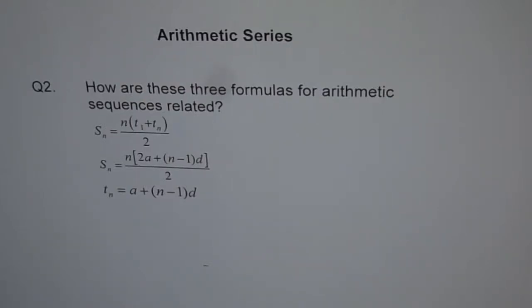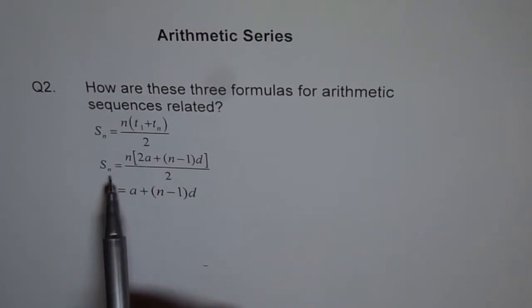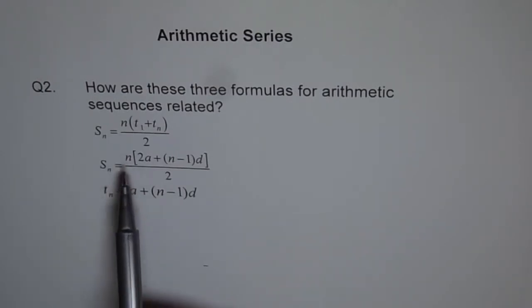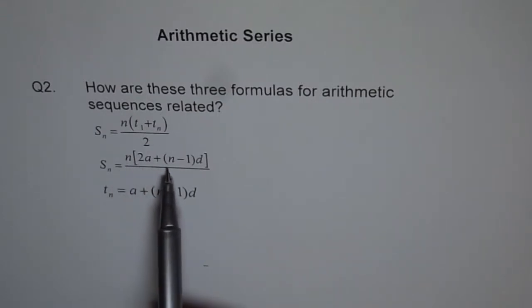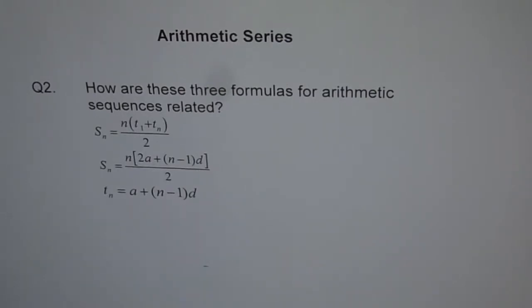Arithmetic series, question 2. How are these three formulas for arithmetic sequences related? S of n equals n times (t1 plus tn) divided by 2. S of n equals, that means the sum of n terms in an arithmetic sequence, is n times (2a plus (n minus 1) times d) divided by 2. And this is the nth term of an arithmetic sequence: Tn equals a plus (n minus 1) times d.